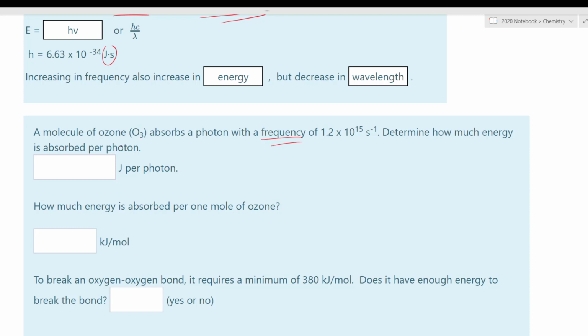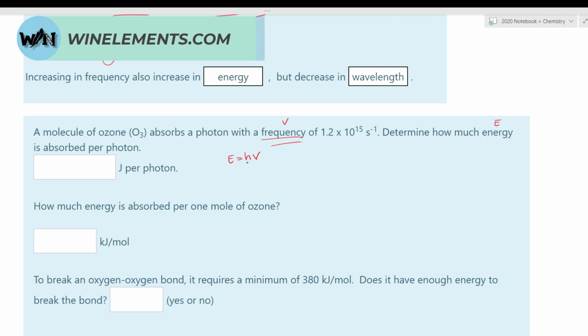So let's solve this problem. First of all, what do we have? First we look for energy, so that's E, assign the variable, and frequency is ν. So which equation gives us E and ν? Well, in this case, we have E equals hν. Remember, E is energy, ν is frequency, and h is a constant, so we don't really care about it.